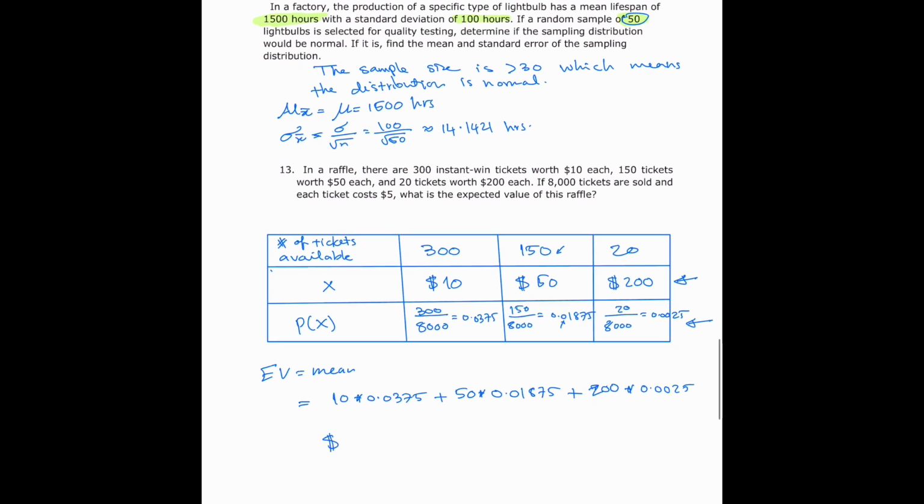I'm going to do the math here. So this is going to be approximately 1.81. I'm going to round to the nearest cent. So the expected value is $1.81. So if the ticket costs $5, you're basically losing $3 and about 19 cents, or 20 cents, you could say. $3.20 each time you buy a ticket, you risk losing $3.19 or 20 cents approximately.